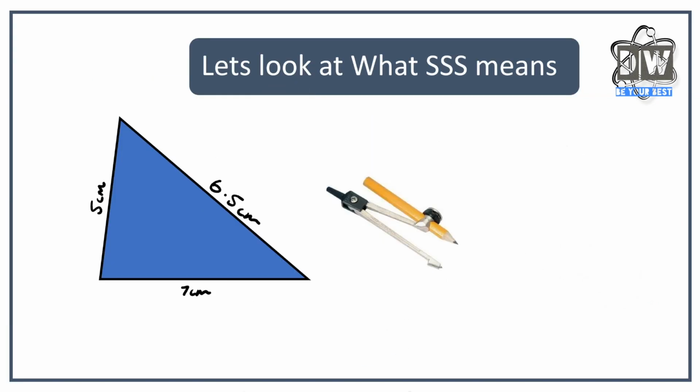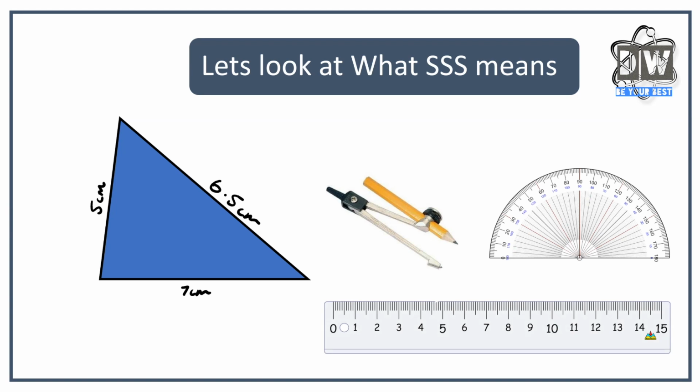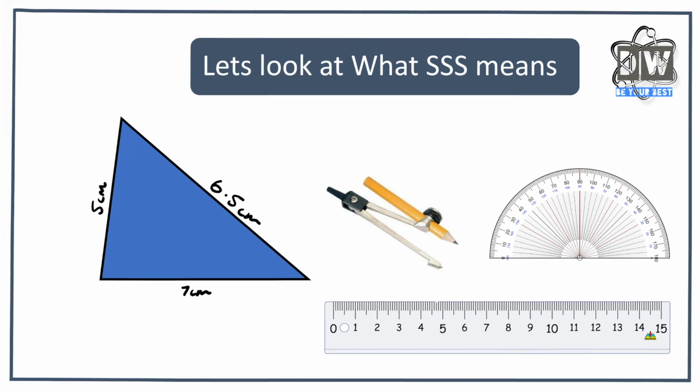So let's look at what SSS means. It means side, side, side. We've got three sides, we don't have any angles, we're not given that information, so we're going to need to use our compass to do this. We're not going to use our protractor. You might use your protractor to connect up lines, but other than that, you aren't. And you're definitely going to need your ruler, and you're going to check the distance between the pencil and the sharp point using your ruler, and we're going to go over that in a second.